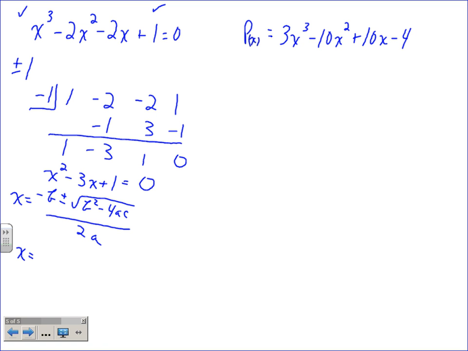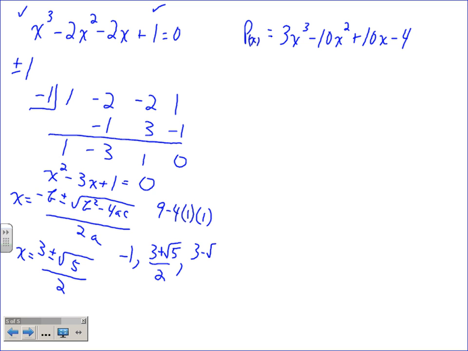So let's do that. To find x, it's equal to the opposite of b plus or minus the square root. And I like to do the discriminant over to the side. B squared minus 4ac. 9 minus 4, 5, all over 2a, or 2 times 1. So now my zeros are negative 1. We got that from the graph. And then I have 3 plus the square root of 5 over 2, and 3 minus the square root of 5 over 2. Those are my 3 zeros. Pretty hard to tell from the calculator when you want to get those exact answers.